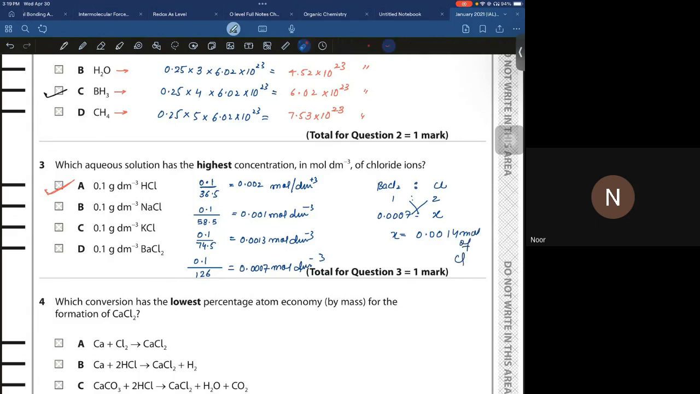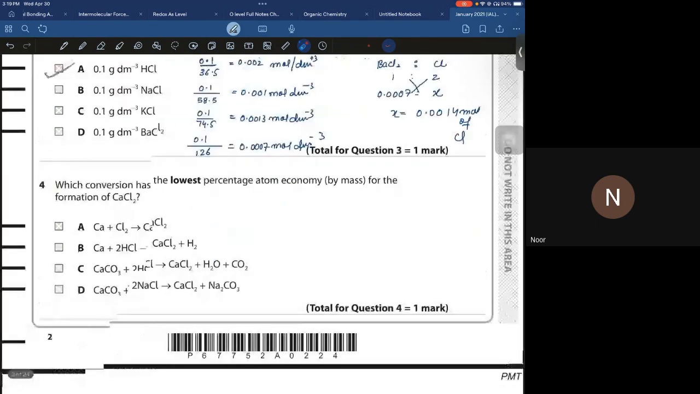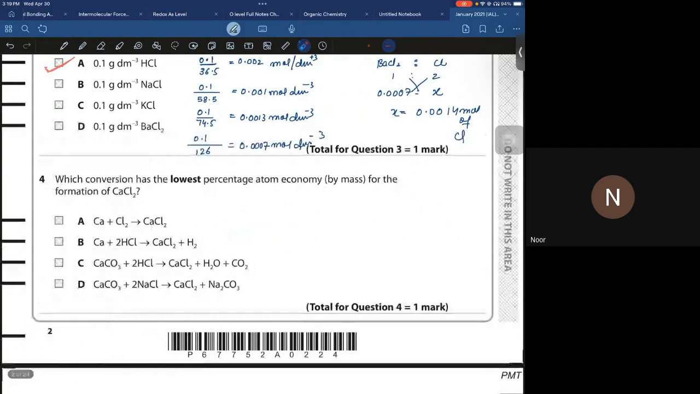Again, this is the highest answer. That's why option A is correct. Okay. Question number 4. Which conversion has the lowest percentage atom economy per mass for the formation of calcium chloride?